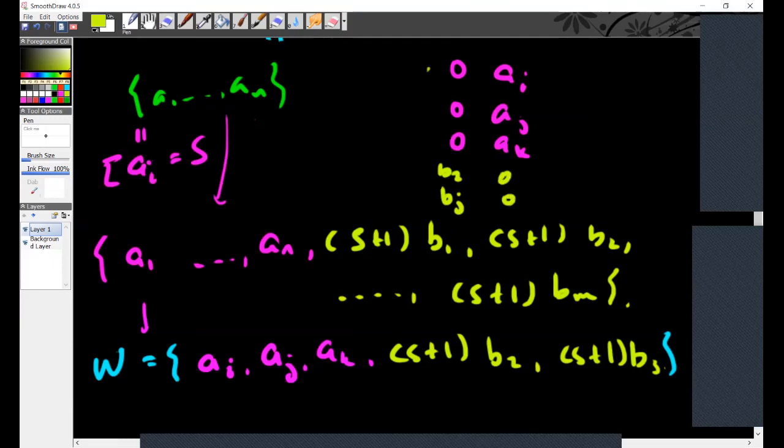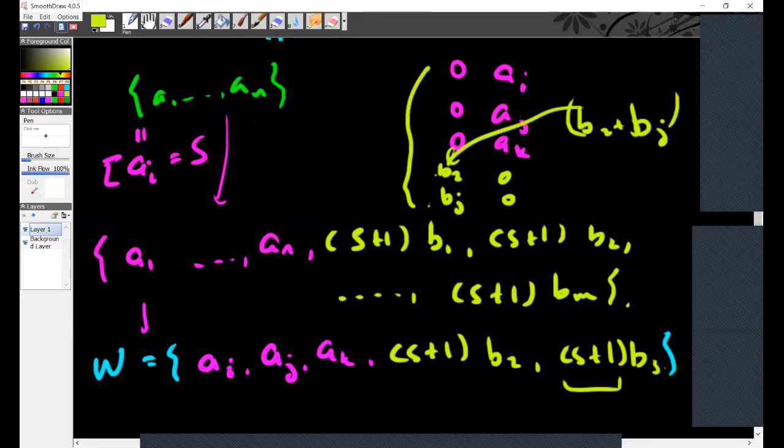So when you add these numbers up, and this is again in base S plus 1, the B2 and BJ are on the next digit. AI, AJ, AK are on the first digit, and B2 and BJ are on the second digit. So when you add these up, the final value in the second digit is B2 plus BJ, and in the first digit you get AI plus AJ plus AK. No interference.